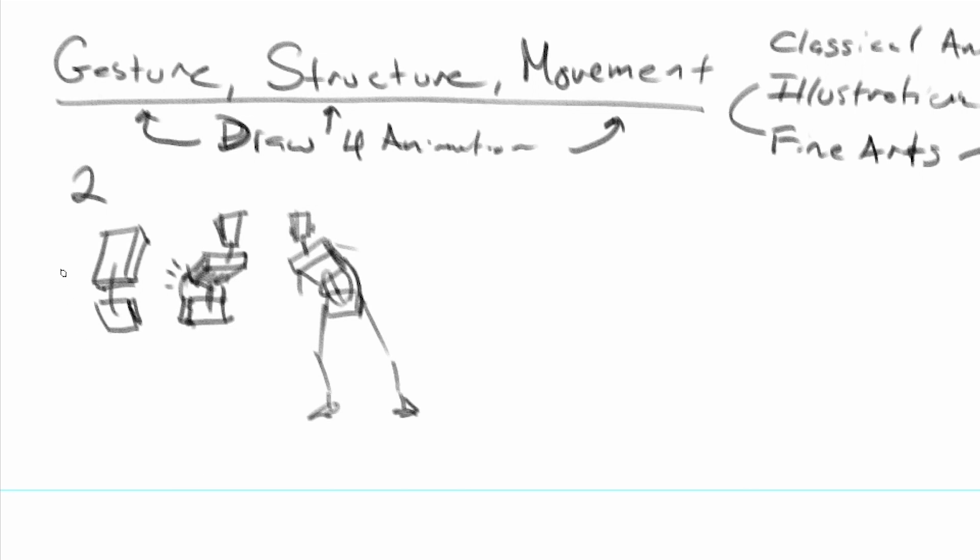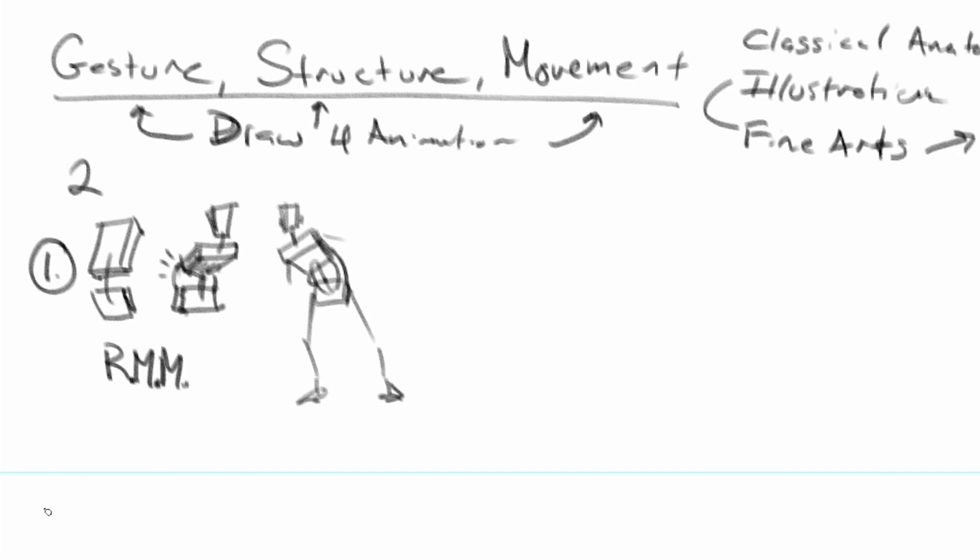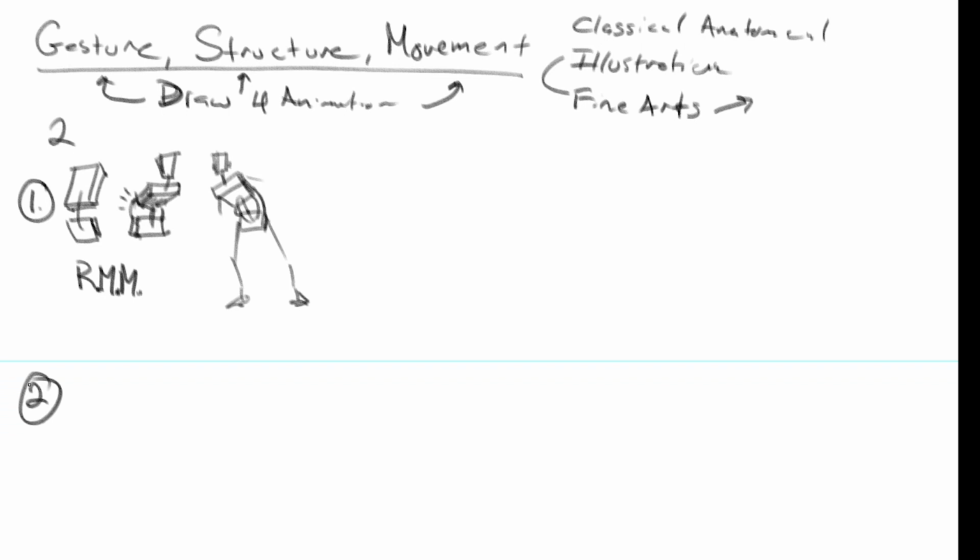The second kind of gesture, so this is number one, which is the relationship of major masses, right? The RMM, which is not a thing that anybody would ever call the relationship of major masses, but the RMM. The second thing is an abstract principle, which is what some people call cascading ellipses, right? So cascading ellipses look like this.